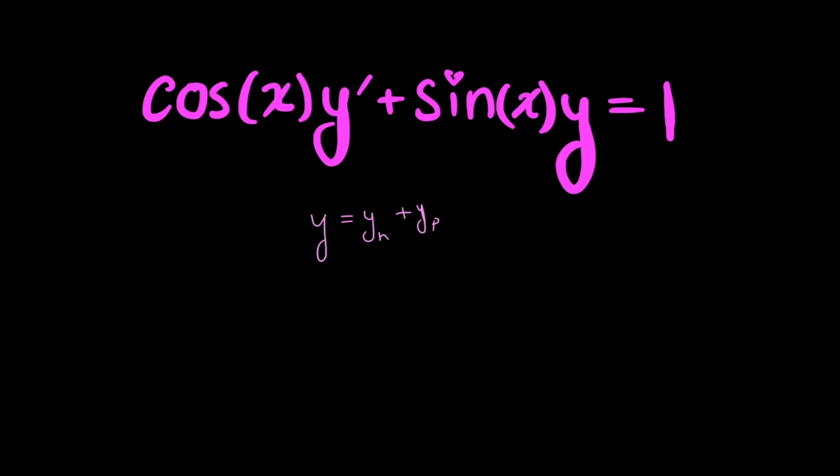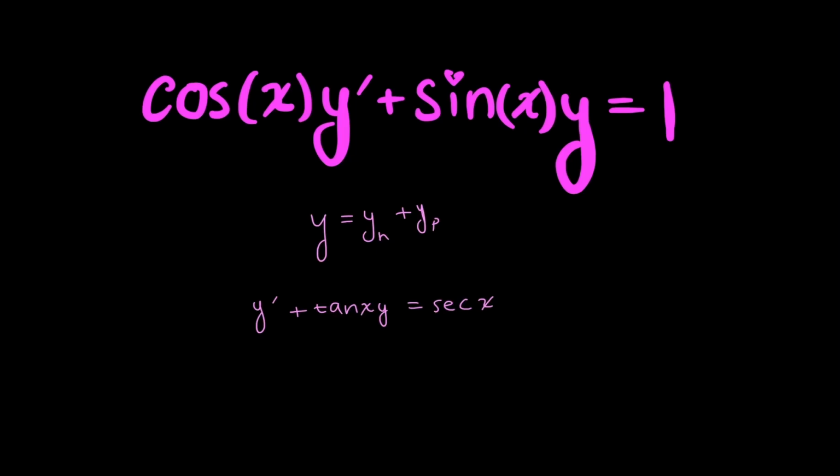Before everything, I'm going to write this in standard form. To do that, I'm going to be isolating y prime, so I'm going to be dividing by cosine x on both sides. Now my differential equation looks like y prime plus tan x, because sine over cosine is tan, equals 1 over cosine, or just secant x.